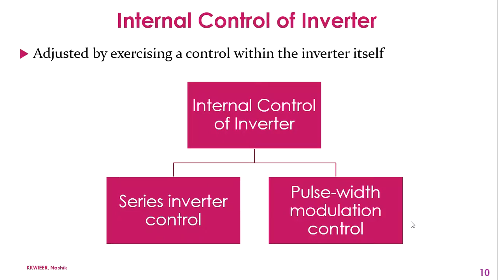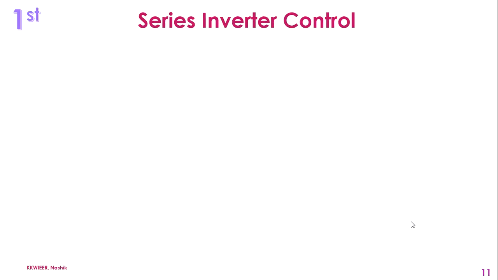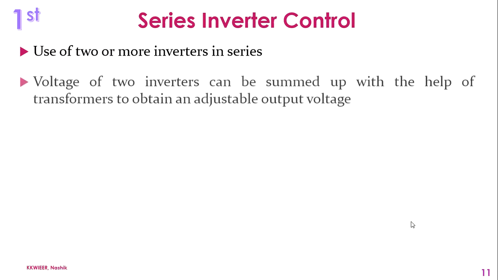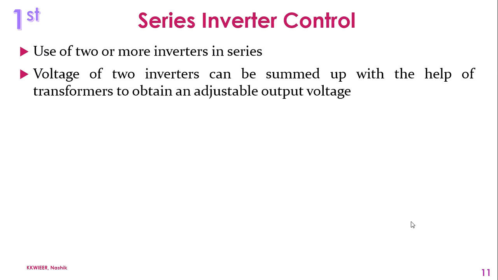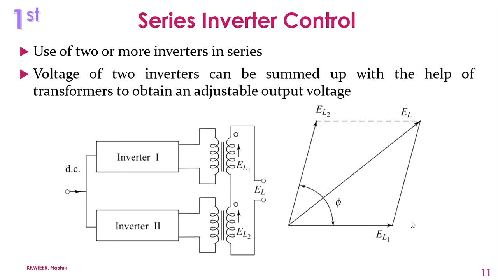Now talking about the internal control of inverter, which is adjusted by exercising a control within the inverter itself, there are two types: series inverter control and pulse width modulation control. We will see the first one, series inverter control. It uses two or more inverters in series. The voltage of two inverters can be summed up with the help of a transformer to obtain the adjustable output voltage.